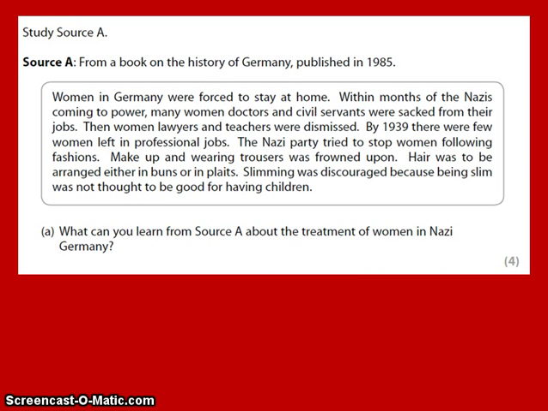You really shouldn't spend longer than 4 minutes on this question. 5 minutes maximum is absolutely fine. And what you need to do to get those 4 marks is to make a supported inference from the source.